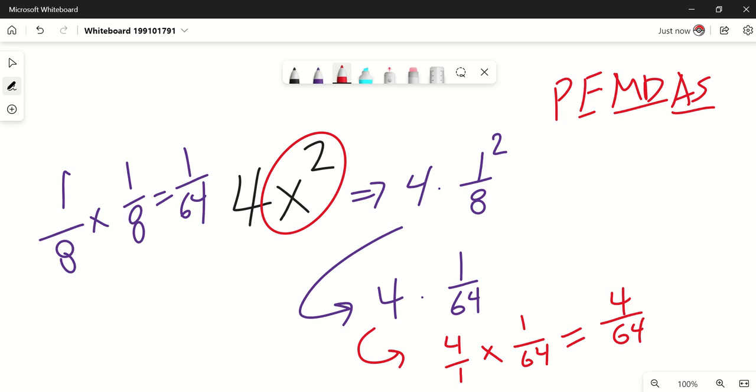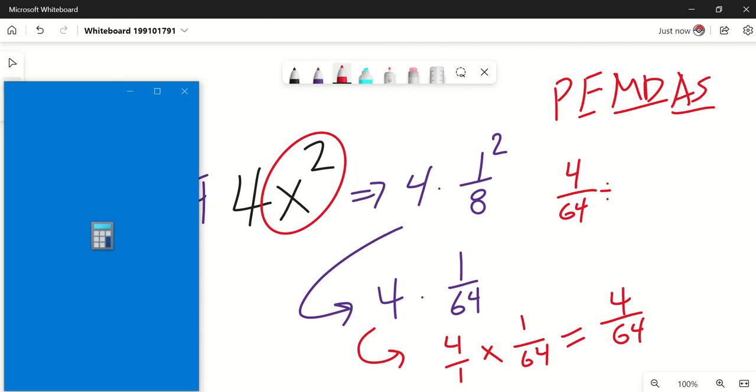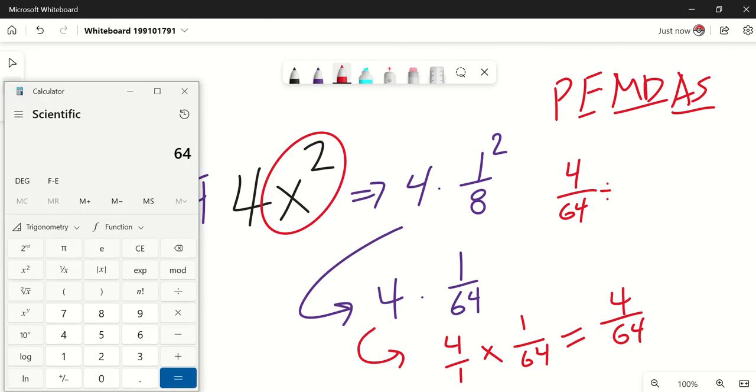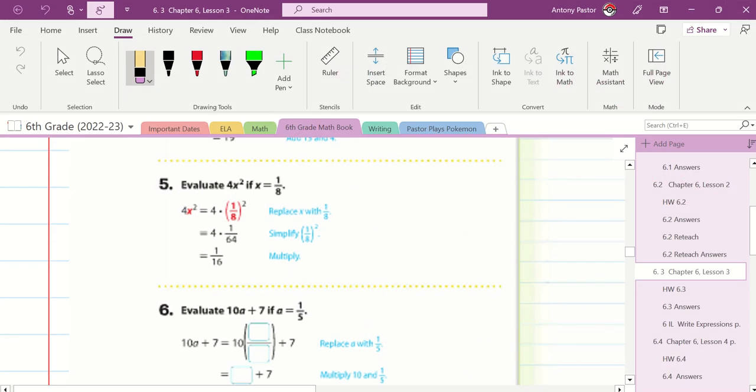but we need to find factors of both. And if I'm not mistaken, let's guess and check. I want to say 64 can be divided by 4. 64 divided by 4 equals 16. So that will equal 16. 4 divided by 4 will be 1. So my answer is 1 over 16. And that's exactly what they got here.